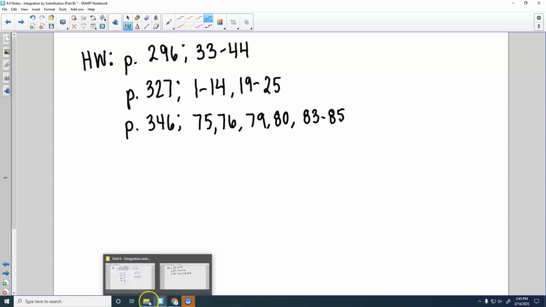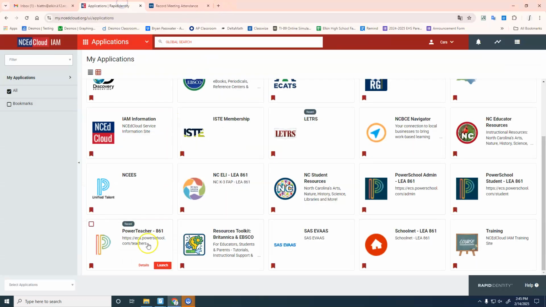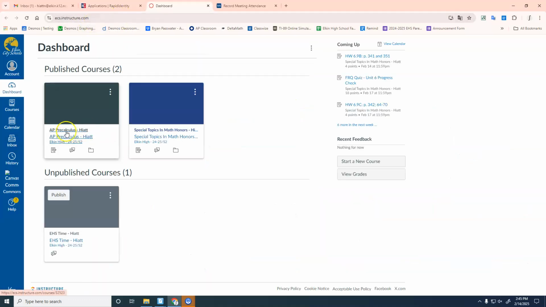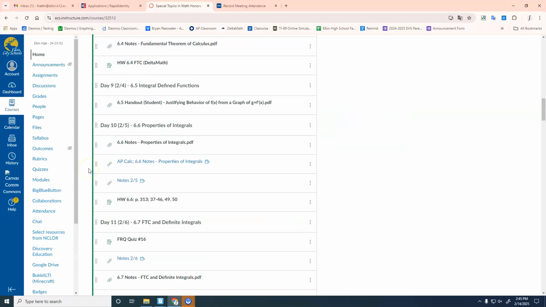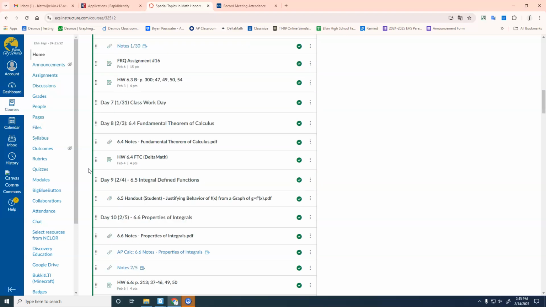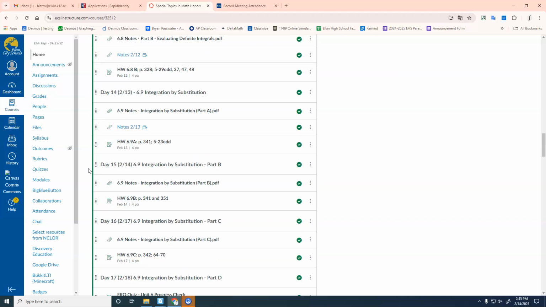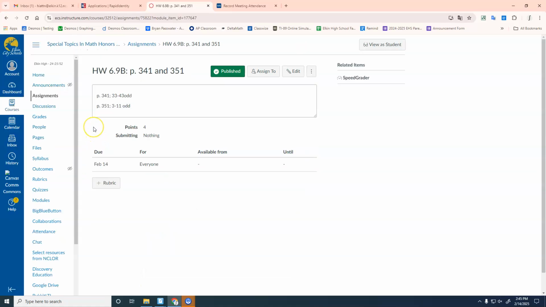Let's see. Let me go to Canvas. I probably just changed it on Canvas and didn't change it there. I think you've got to click on it over here. Okay, let's see if that's what I'm looking for. So 33 to 43 odd. Okay. And 351.